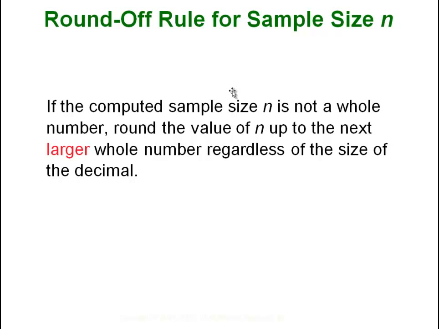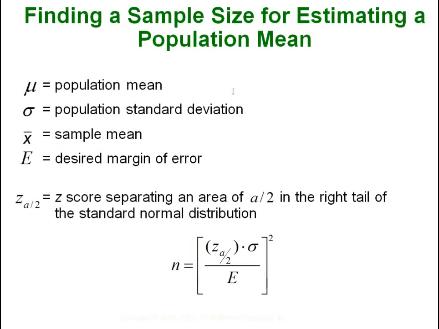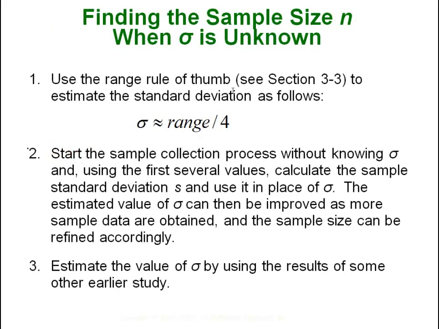Before we talk about that, this is just talking about what we've done before, where whenever we're calculating these n's, no matter what the number is, if it's not a whole number, you always round up. So if it comes out to something like 0.00001, you would still round up to the next number. Okay, that's what that says. So back to the discussion of what happens if we don't know what the standard deviation is.